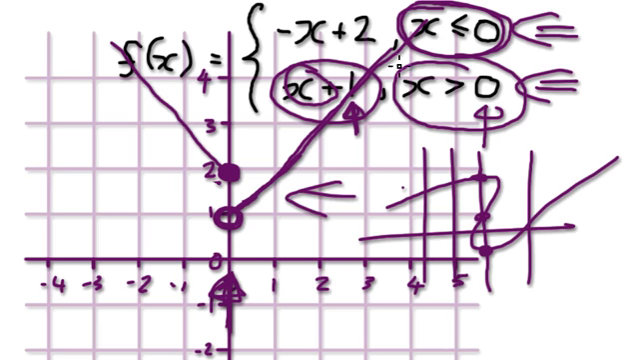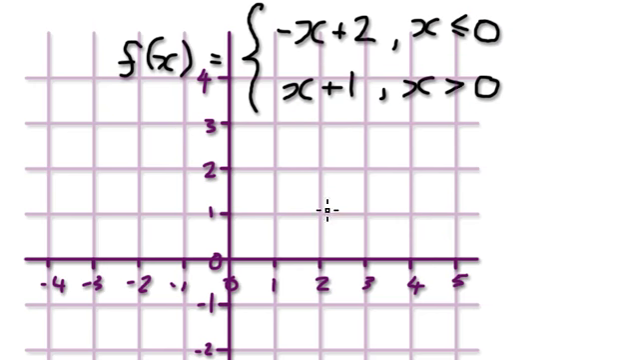See, this is a piecewise function, because when x is less than or equal to 0, it follows one rule. When x is bigger than 0, it follows another rule here. Well, I will give you more examples of this in the next video. Okay.